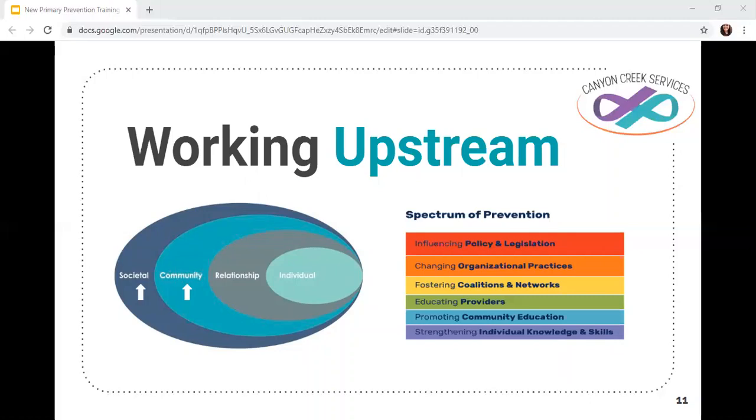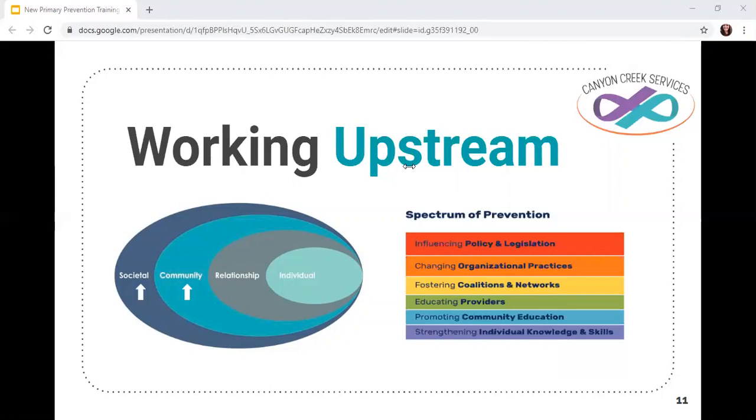An example of prevention at the individual level may include personal attitudes, values, and beliefs. Prevention at the relationship level may mean looking at close social circles such as family, friends, and intimate partners. Prevention at the community level looks at neighborhoods, schools, churches, and workplaces. And prevention at the societal level looks at laws, policies, and widespread social norms.